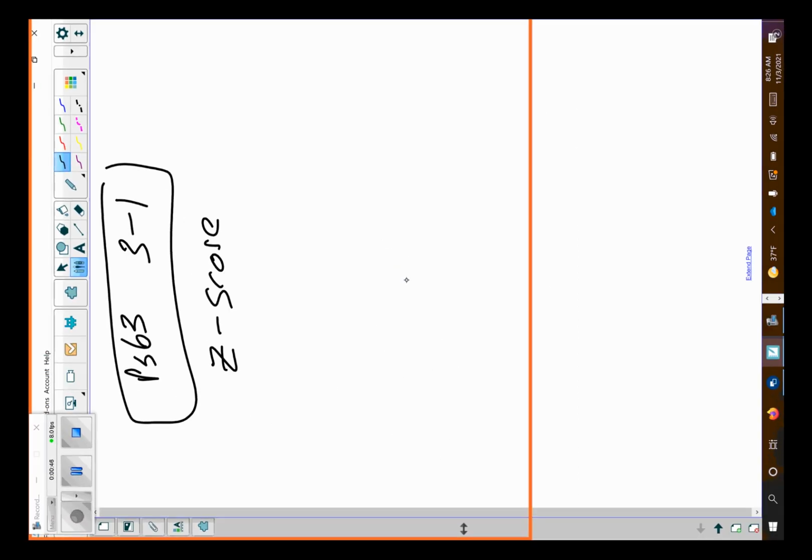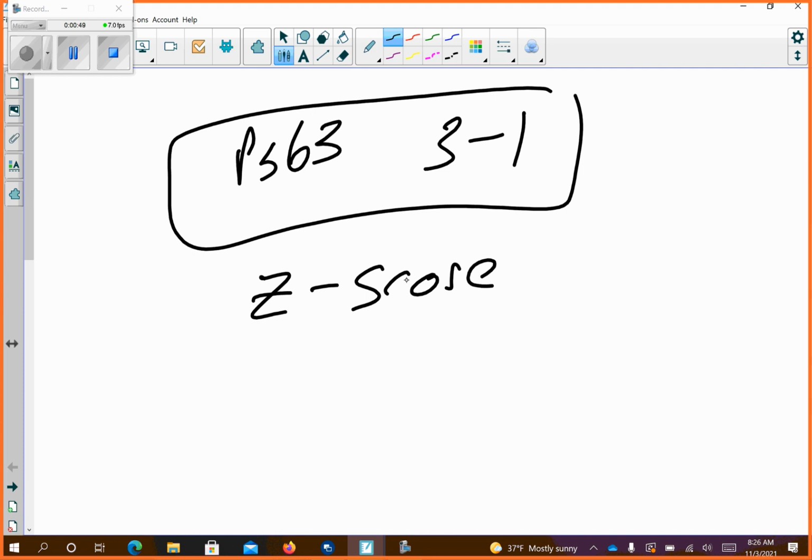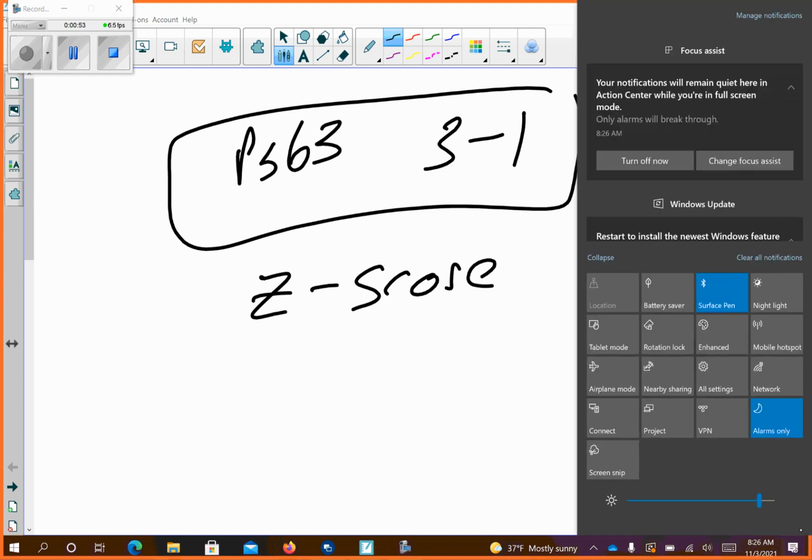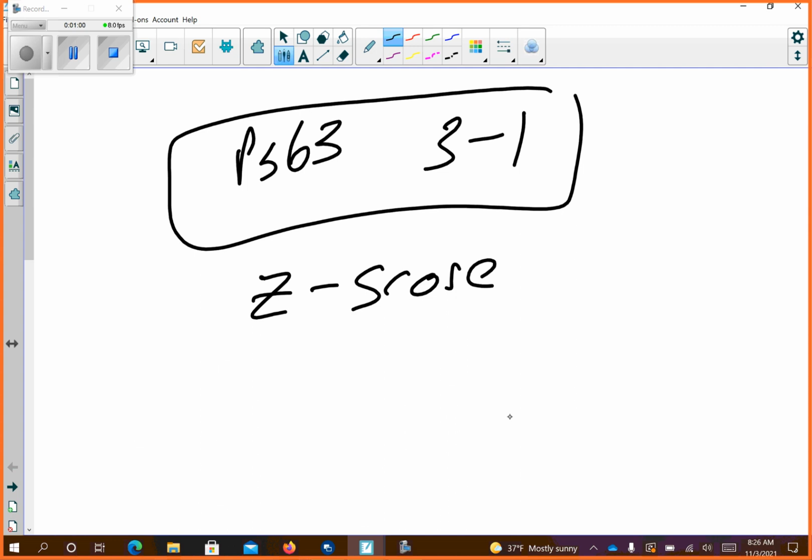Oops. I have to change this. Okay. Tablet mode, rotation lock. Okay. On. Good. Yay. Good. Okay, so that's not going to goof up things anymore.